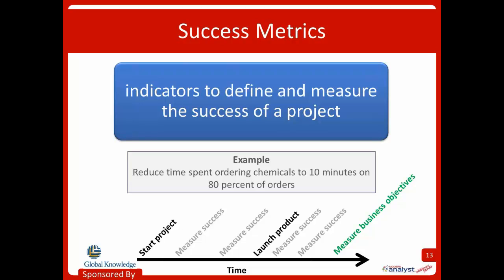To illustrate this, an example for our chemical tracking system is to reduce time spent ordering the chemicals to 10 minutes on 80% of orders. So if we can measure this right after we release the software, then we can be hopeful that our overall business objective to reduce costs by $250,000 will be met, even though we can't measure the business objective for another year. So again, they're really just interim metrics that say, if I check these boxes off and I'm on track, then I'm pretty sure I'm going to hit my overall objective.